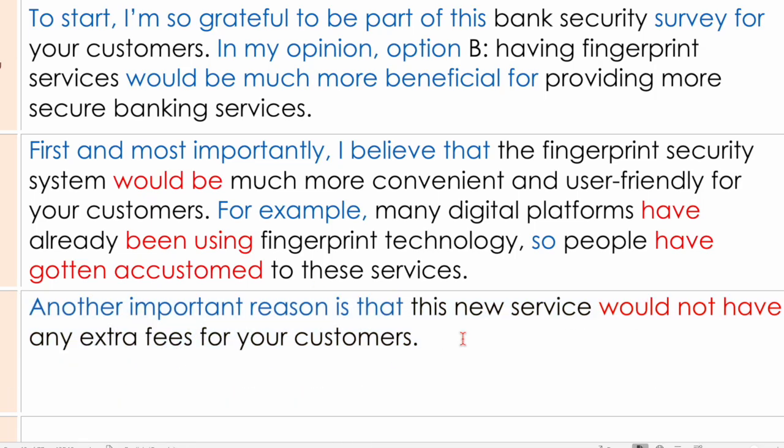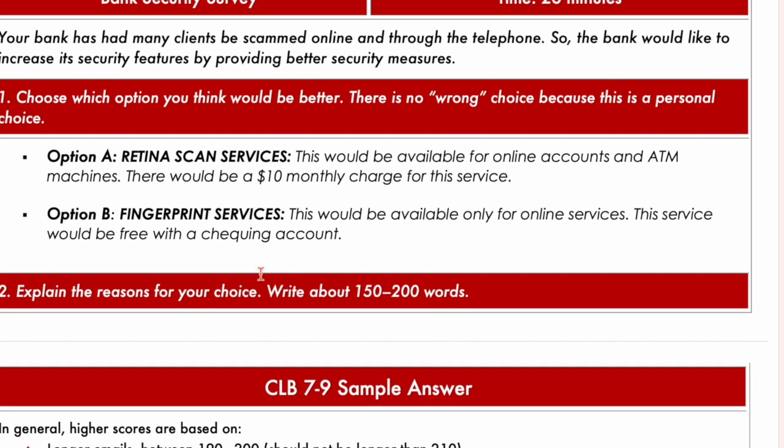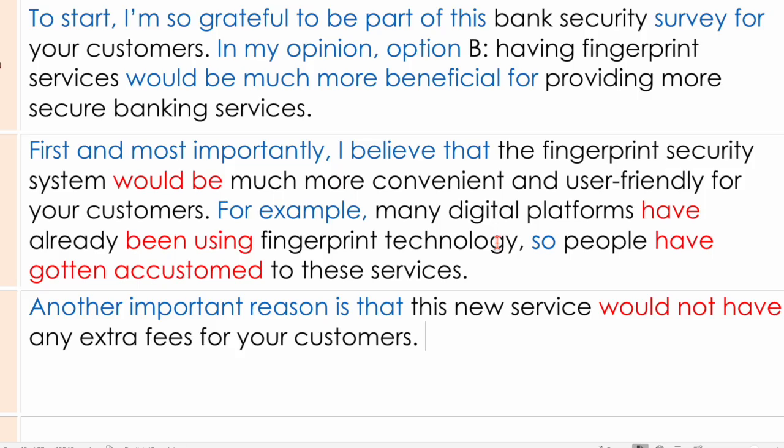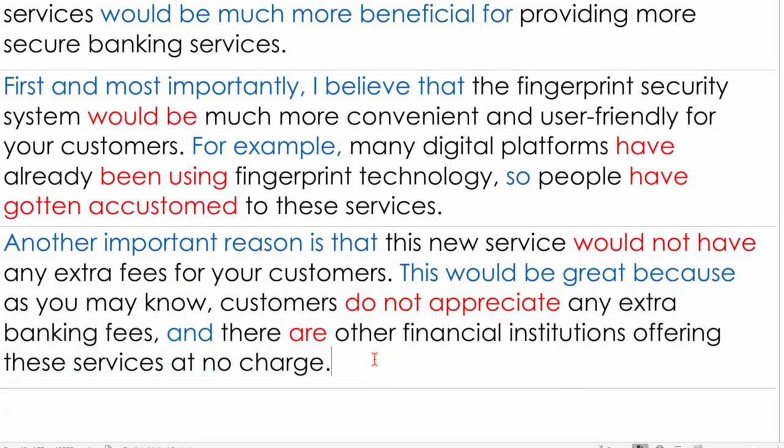Another important reason is that this new service would not have any extra fees for your customers. Okay. It did say here no extra fees, right? It did say here free with a checking account. In general, checking account is a kind of account. So no extra fees. Will not have any extra fees. And why is that important? We should explain here. So this would be great because, as you may know, customers do not appreciate any extra banking fees. And there are other financial institutions offering these services at no charge. All right, very good. Very good idea as well.